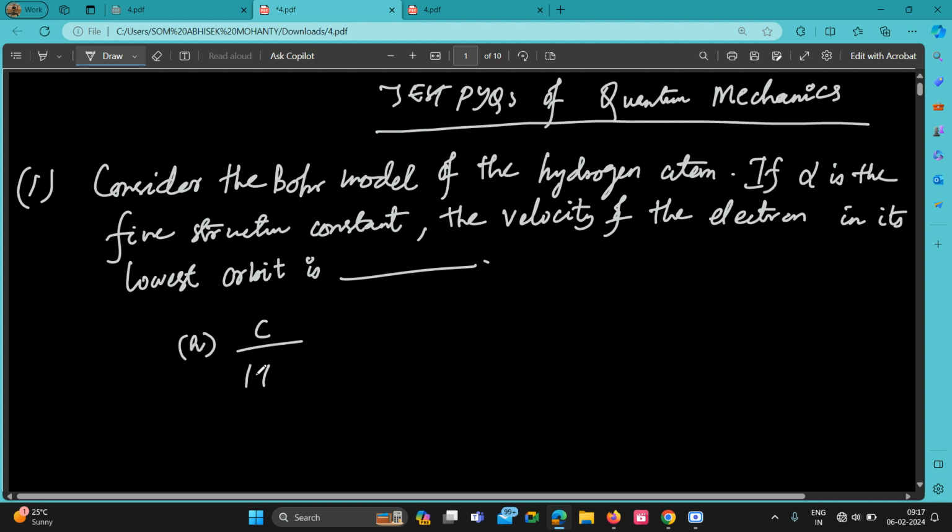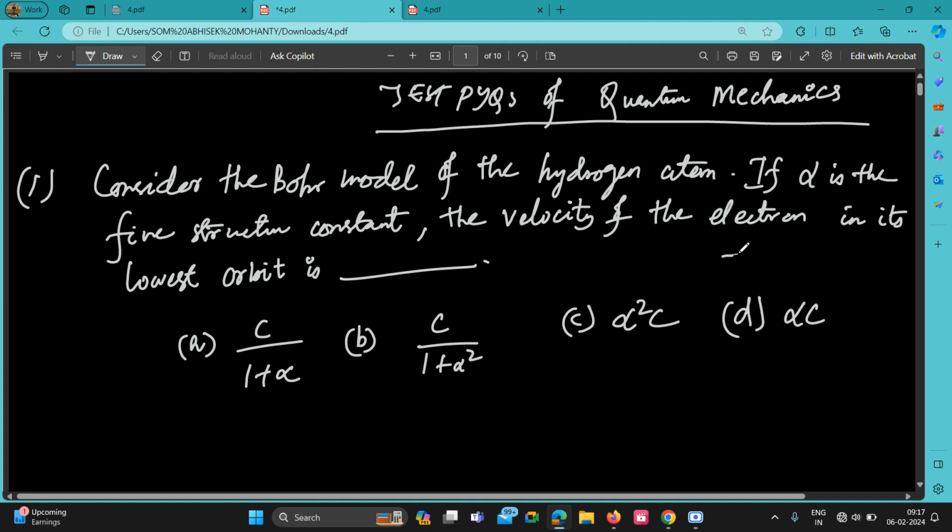Option A, c by 1 plus alpha. Option B, c by 1 plus alpha square. Option C, alpha squared c. Option D, alpha c. Consider the Bohr model of the hydrogen atom. If alpha is the fine structure constant, velocity of the electron in its lowest orbit.